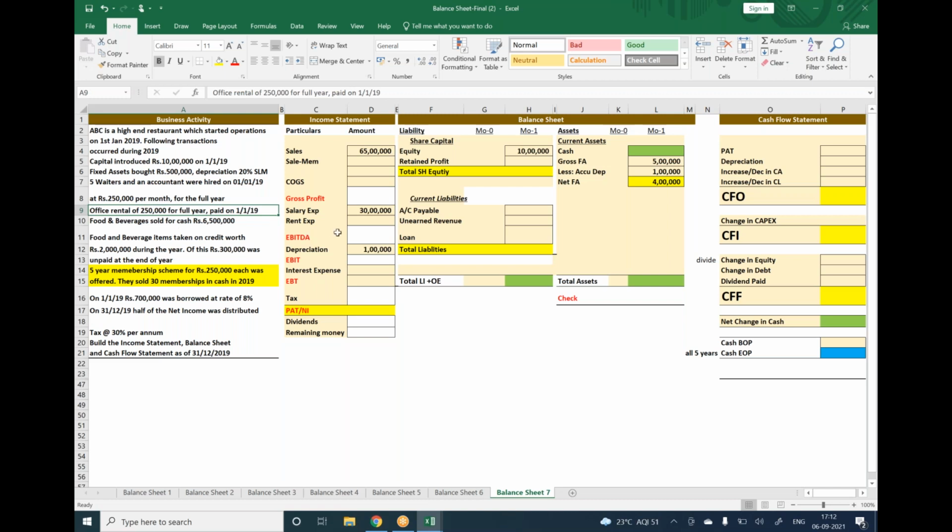Office rental is 2.5 lakhs. And then food and beverage taken on credit worth 20 lakh during the year. So that means the COGS is 20 lakhs. Tell me if you've gone wrong anywhere. Of this, 3 lakh was paid at the end of the year, means payable.